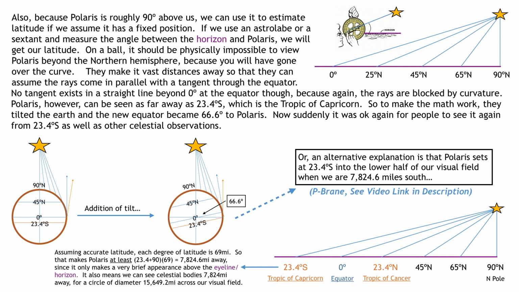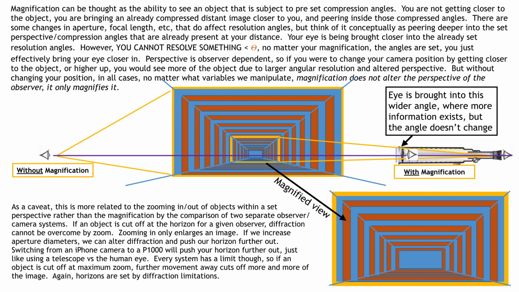And we've modeled that here with some of these angular sizes to Polaris. And we will go through this in part 5 in much more detail. And lastly, on magnification. Magnification can be thought of as the ability to see an object that is subject to preset compression angles. You are not getting closer to the object, you are bringing an already compressed distant image closer to you and peering inside those compressed angles.